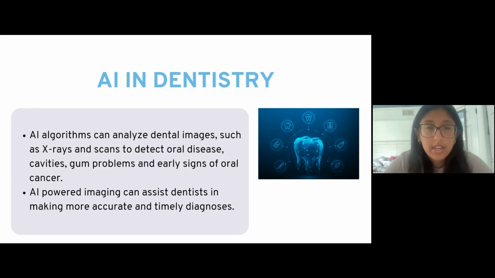I'm sure when you go to the dentist, they take x-rays or pictures of your teeth to look at a close-up, right? To see the difference. I know for me, especially when I had braces, they took a before picture and an after picture to see the difference, right? So AI can help detect things like cavities and oral cancer. AI-powered imaging can assist dentists in making more accurate and timely diagnoses.